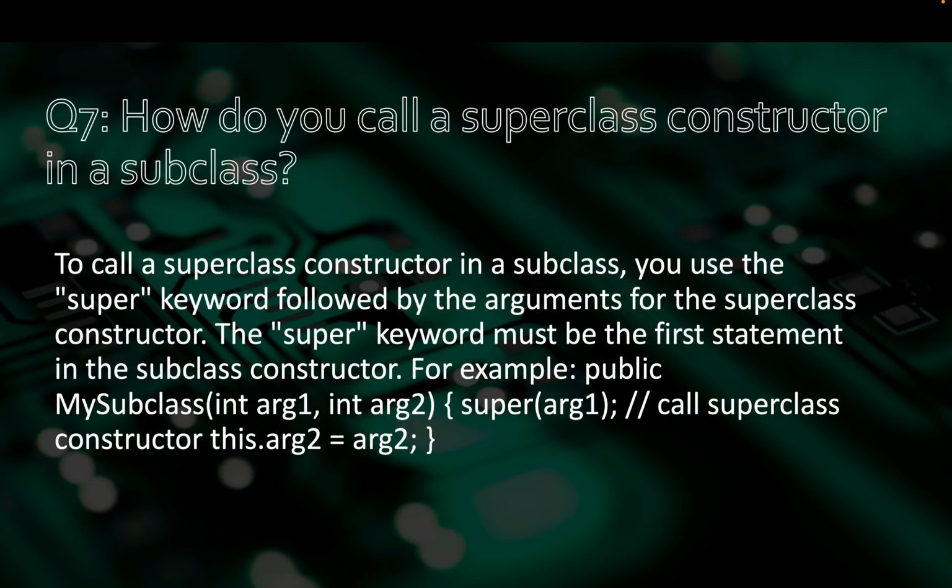Question number 7. How do you call a superclass constructor in a subclass? To call a superclass constructor in a subclass, you use the super keyword followed by the arguments for the superclass constructor. The super keyword must be the first statement in the subclass constructor. For example: public mySubclass(int arg1, int arg2) { super(arg1); // calls superclass constructor this.arg2 = arg2; }.